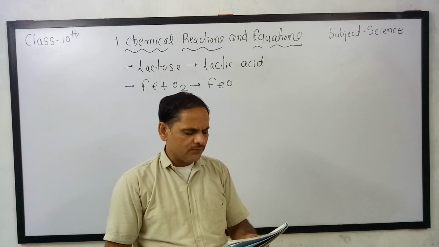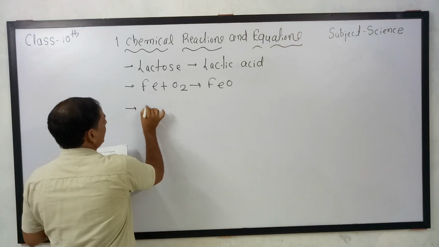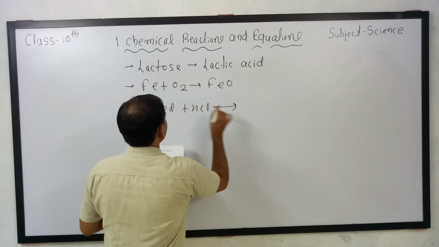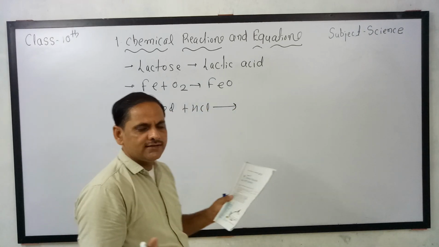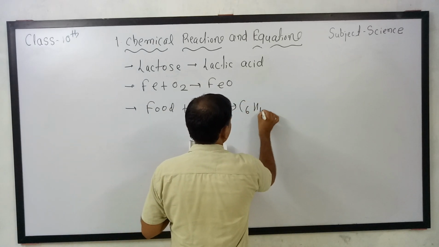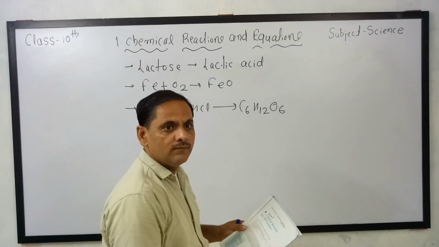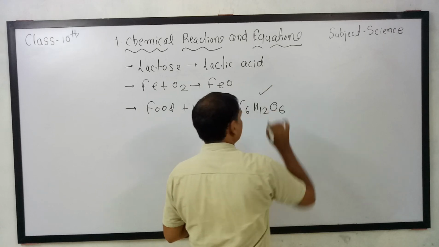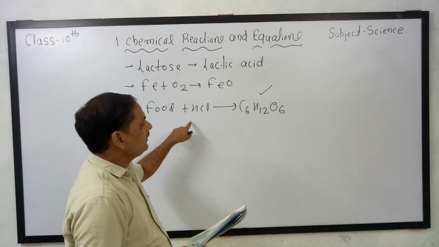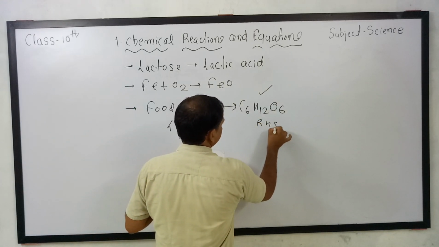Next example is food getting digested in our body. When we take food, our stomach releases hydrochloric acid. After the food and hydrochloric acid combine, that is, react, energy in the form of glucose is released in our body. C6H12O6 is the formula of glucose. This side is the LHS, the left hand side, and this side is the RHS, the right hand side.